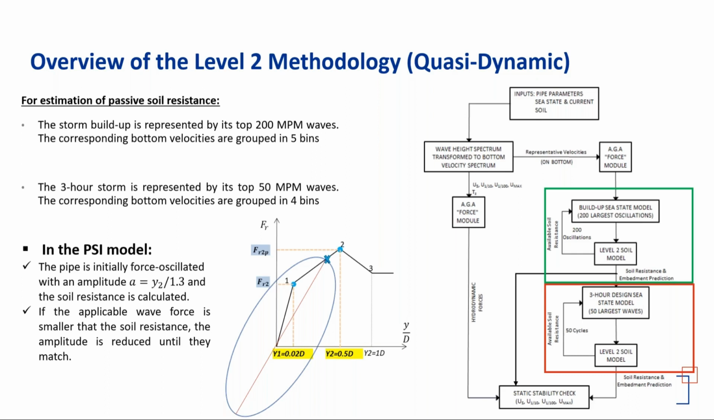The PSI model, the way it works, if the hydrodynamic forces are large enough to move the pipe between 0.02 diameter and half a diameter, it's where the embedment starts increasing, and it goes through a cyclic movement according to how many waves we are applying, and then the embedment gets updated.